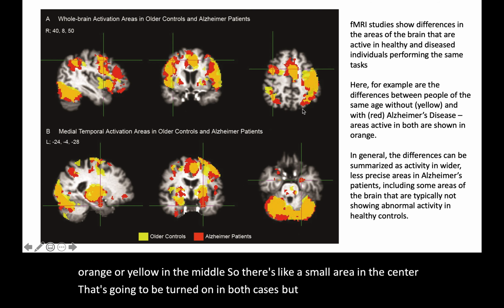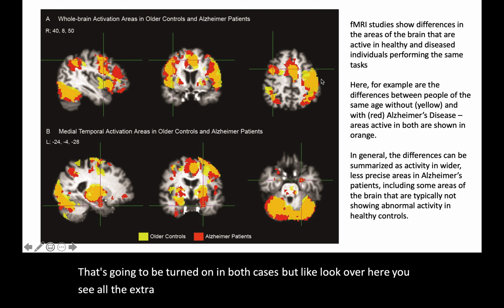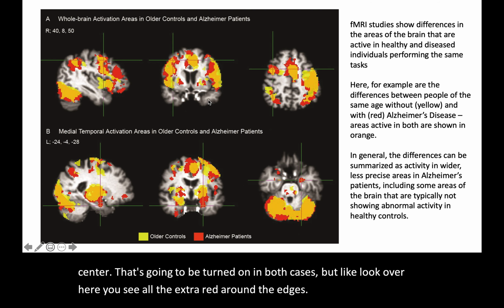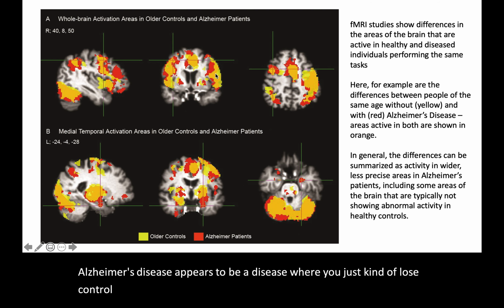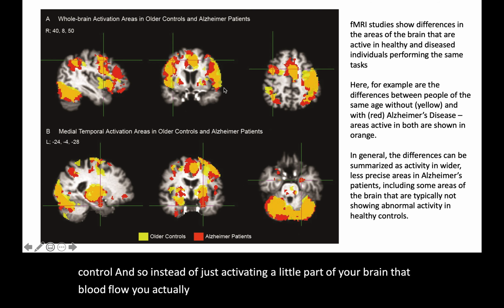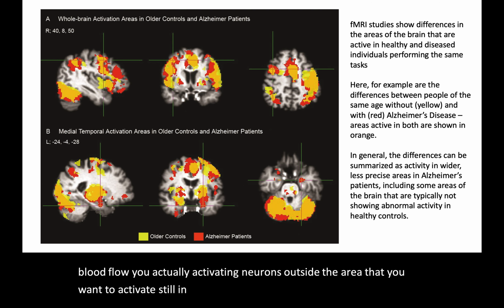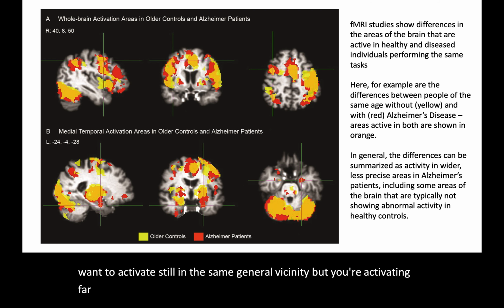You see all the extra red around the edges? Alzheimer's disease appears to be a disease where you just kind of lose control. And so instead of just activating a little part of your brain, that blood flow, you're actually activating neurons outside the area that you want to activate. Still in the same general vicinity, but you're activating far more neurons than you would want to.